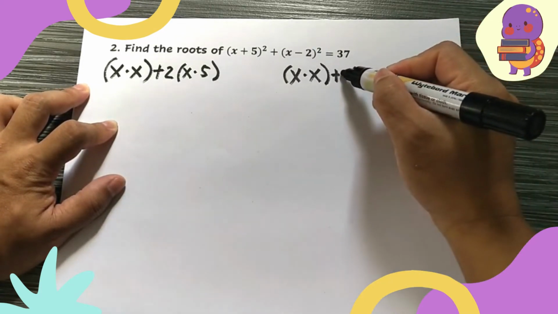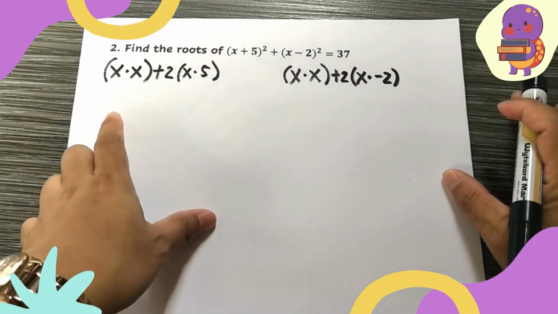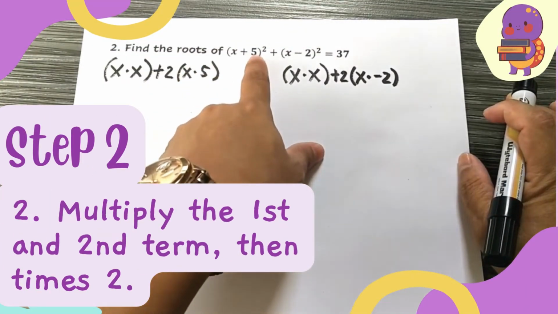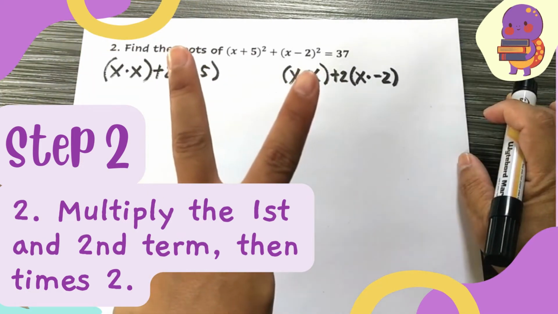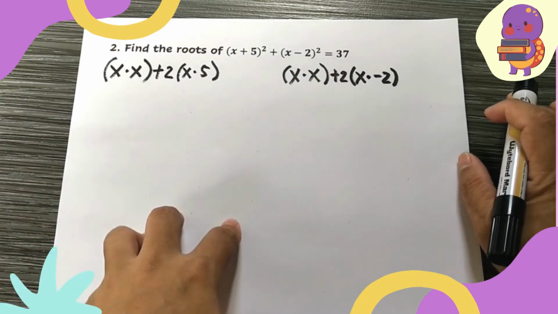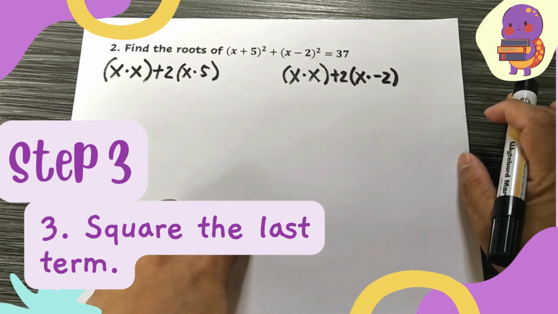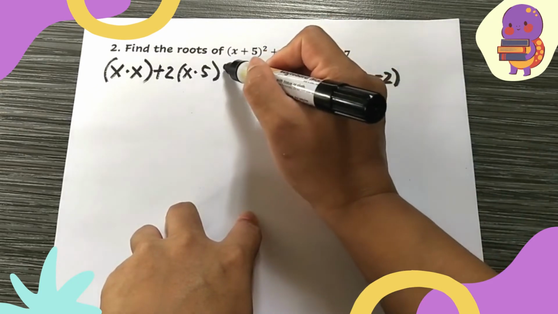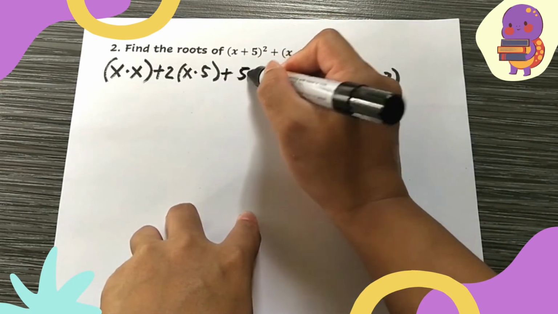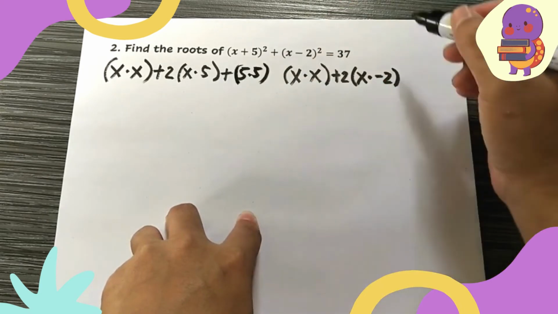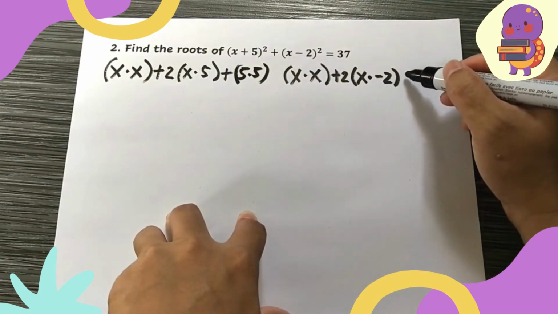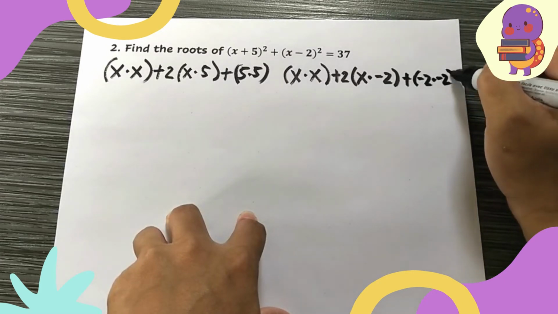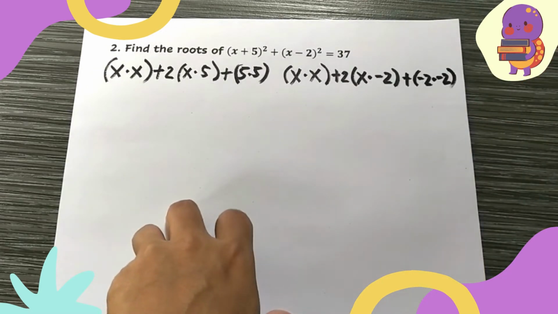So, and then, times 2. Let me repeat, the second step for squaring a binomial: multiply the first and the second term, then times 2. Now for the third step, we have to square the last term. Square the last term, for this one that will be 5 times 5. For x minus 2 squared, that will be negative 2 times negative 2. Okay? So, that's it.